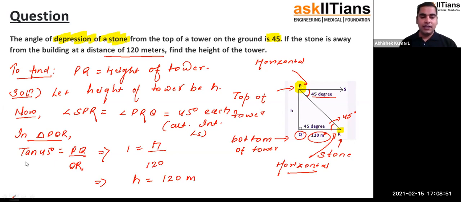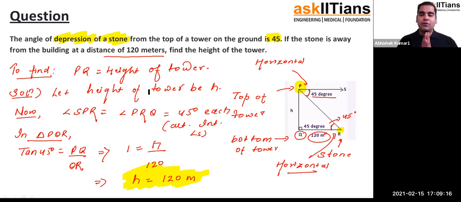And you have to be very careful when you write your final answer. Please do not forget to mention unit, because if you do not write unit, there are chances that you might lose some marks because of that. So don't ever do that. So the height of the tower in this problem is going to be 120 meter. And that's how you have to do it. And that's the meaning of angle of elevation and angle of depression.